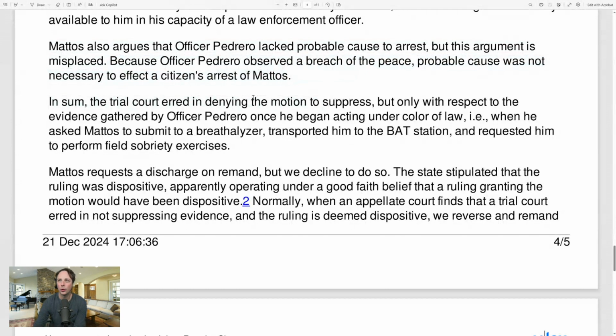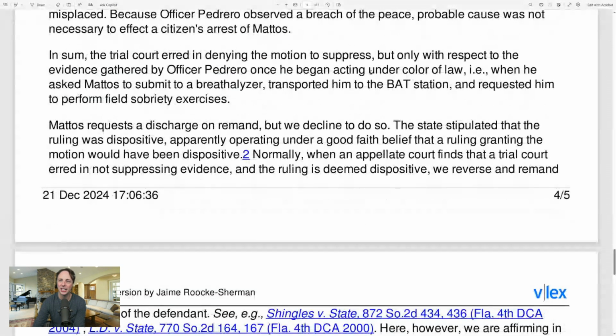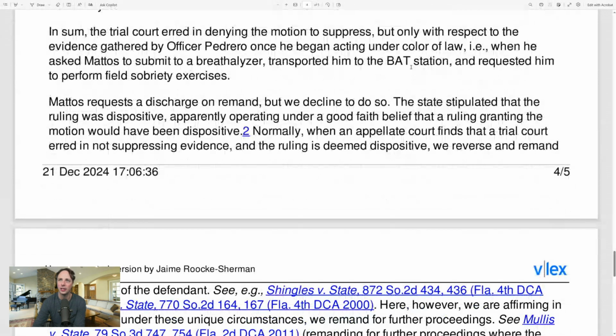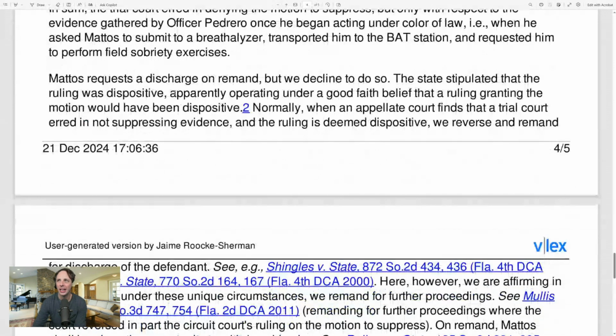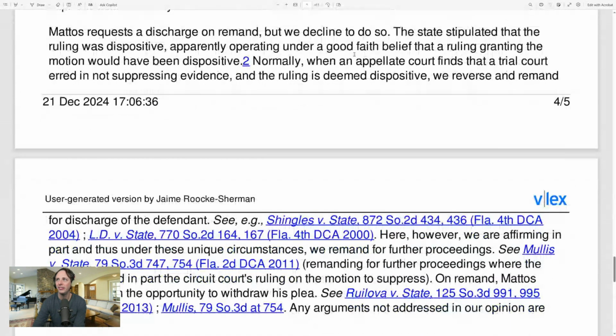In sum, the trial court erred in denying the motion to suppress, but only with respect to evidence gathered by Officer Pedreo once he began acting under color of law, i.e. when he asked Matos to submit to a breathalyzer, transport him to the BAT station, and requested him to perform field sobriety exercises. Matos requests a discharge on remand, but we declined to do so. The state stipulated that the ruling was dispositive, apparently operating under a good faith belief that a ruling granting the motion would have been dispositive.